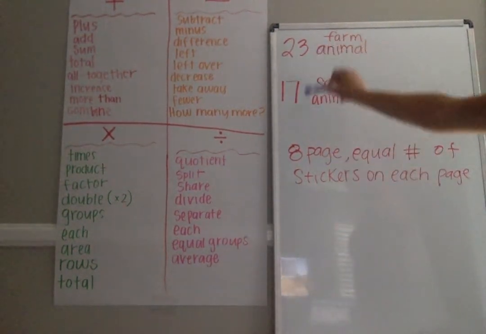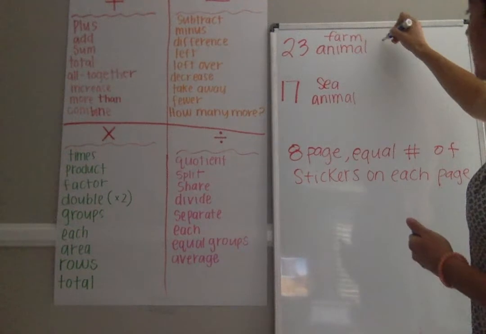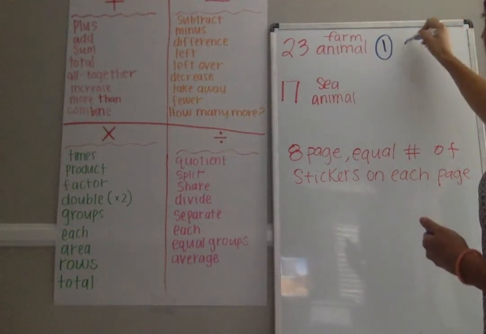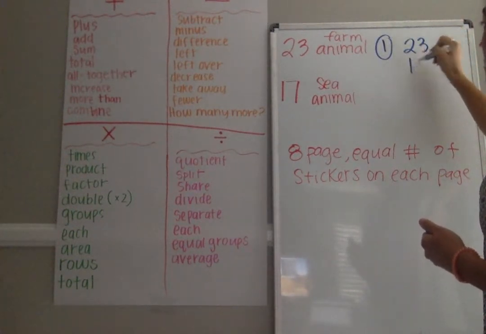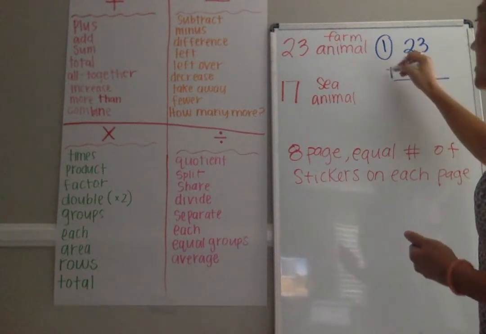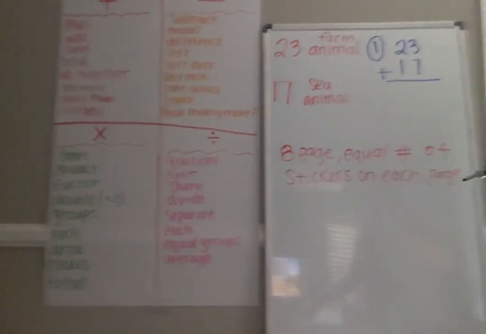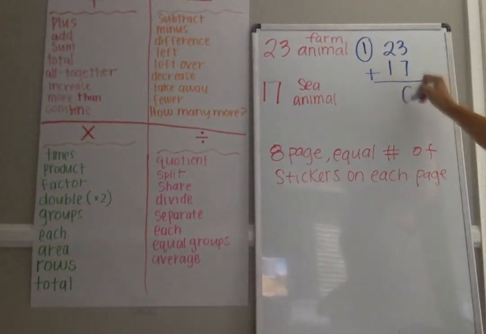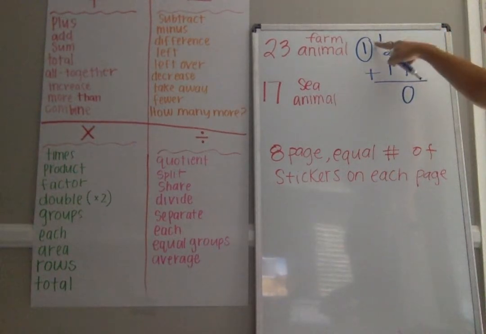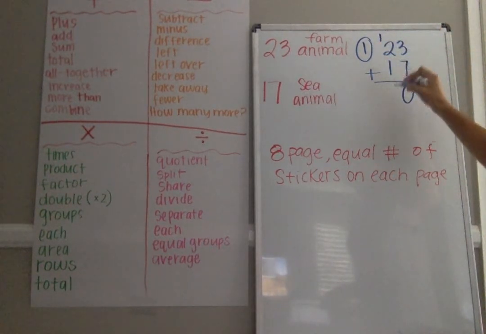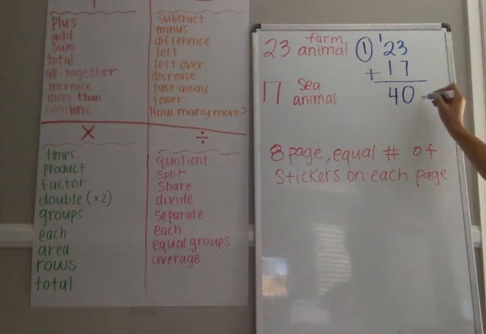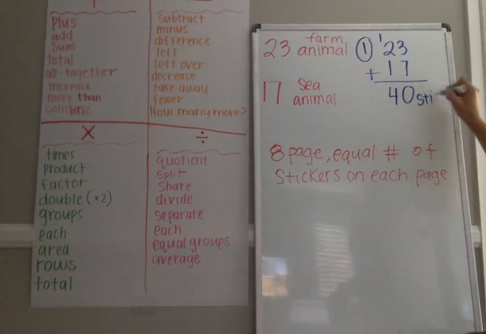So my first step is to add, so I'm going to add 23 and 17 together. 3 plus 7 is 10, so I'm going to put my 0 and carry my 1. 1 plus 2 is 3, plus 1 is 4. So we know that he has a total of 40 stickers.